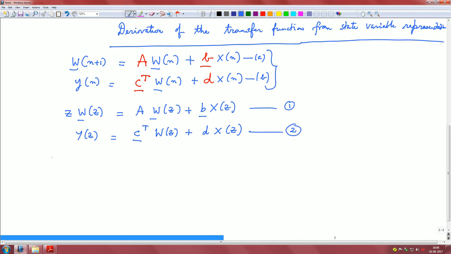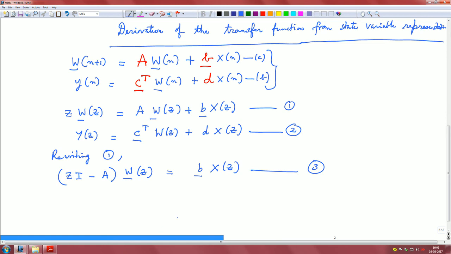So I can rewrite equation 1 in this form: ZI minus A times W of z is basically B times x of z. Right. Remember, A is a matrix. We cannot write simply Z minus A, right? There is an identity matrix there, Z times identity matrix. So this is what we have, and therefore let us call this equation 3.